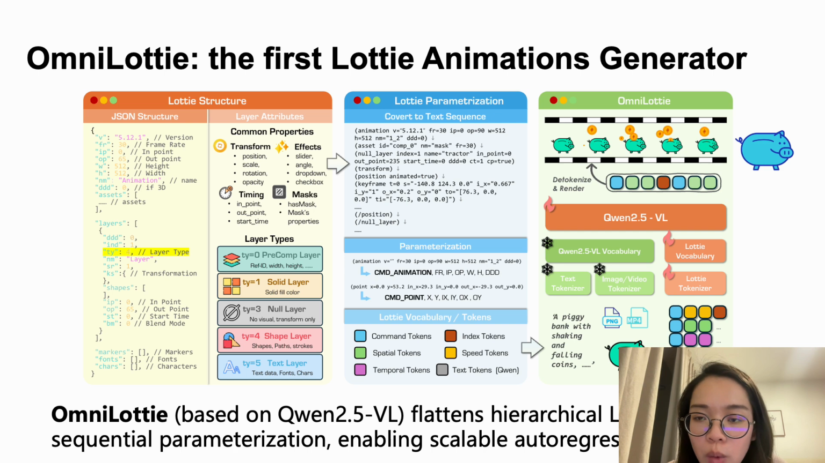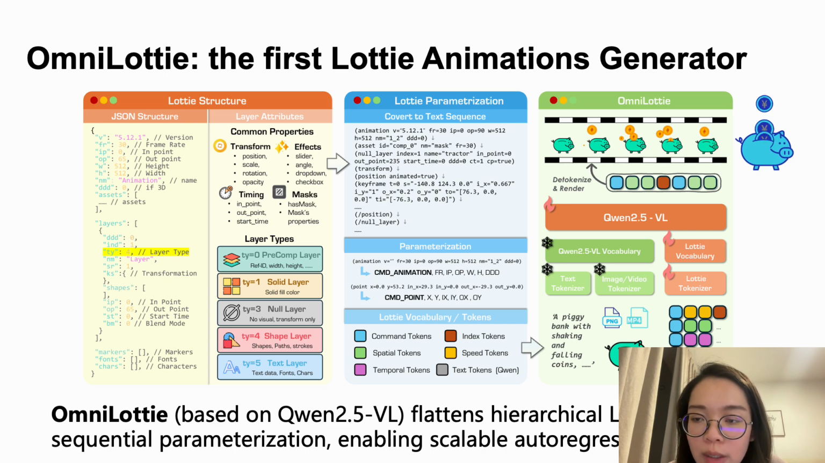To solve this, we completely rebuild how the underlying data is represented. If we force a model to write deep, nasty JSON, it easily gets confused. Our core contribution is the Lottie tokenizer. We flatten the deep JSON tree into a 1D sequence using a custom vocabulary. We map the complex code into several token types: commands, spatial, temporal, and so on.